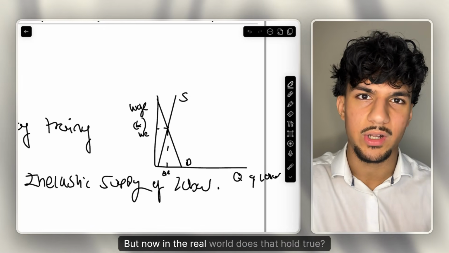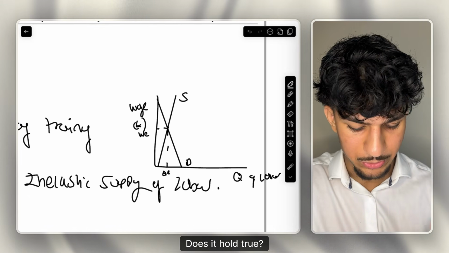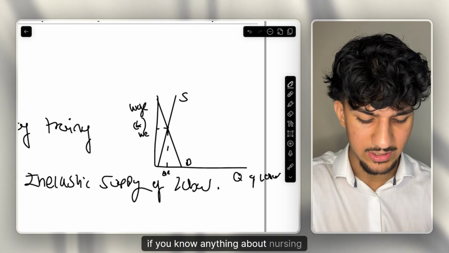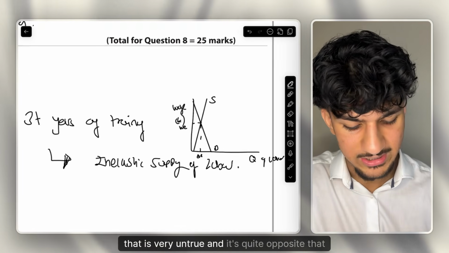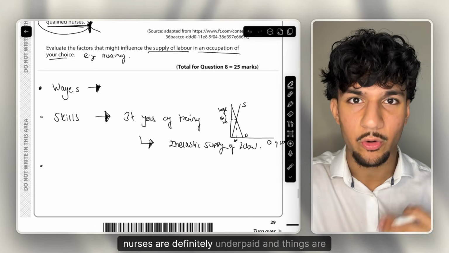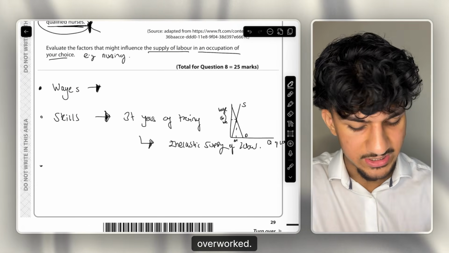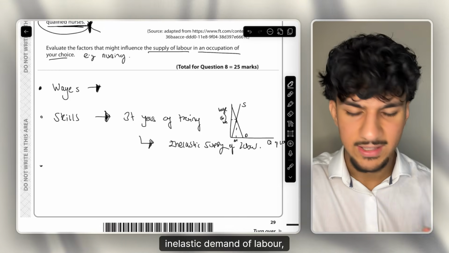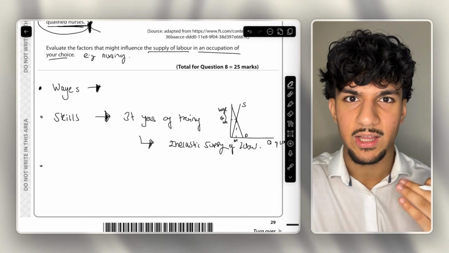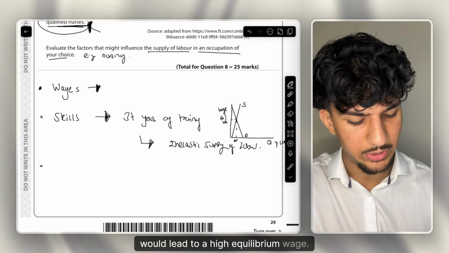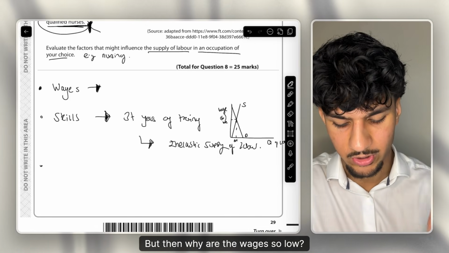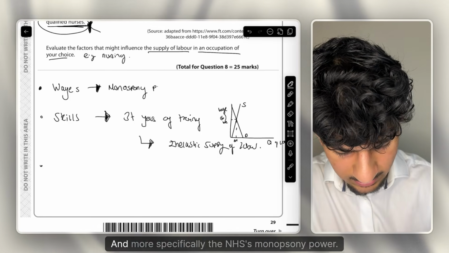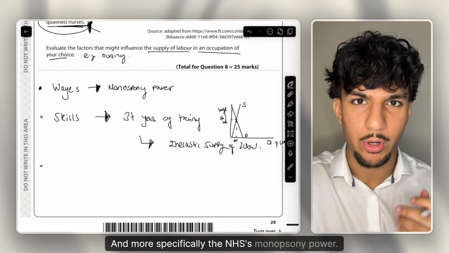But now, in the real world, does that hold true? Would you say nursing is a high-paying job? If you've ever read the news, if you know anything about nursing, that is very untrue, it's quite the opposite: nurses are definitely underpaid and overworked. But why is that? If they have inelastic supply of labour and inelastic demand for labour, economic theory would suggest a high equilibrium wage. But then why are their wages so low? And this is the exact concept of monopsonies, and more specifically, the NHS's monopsony power.